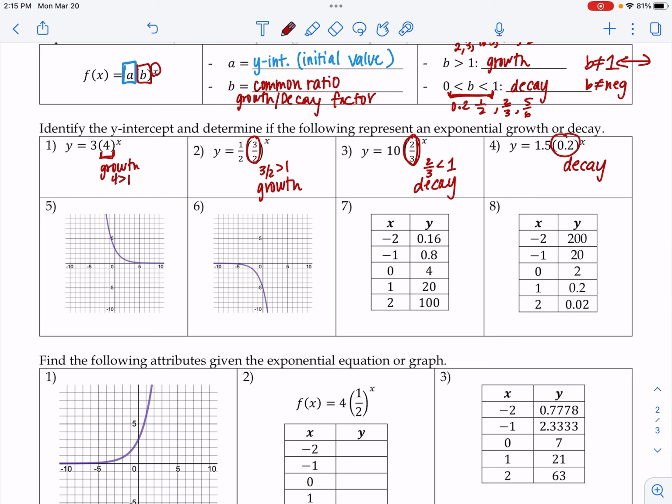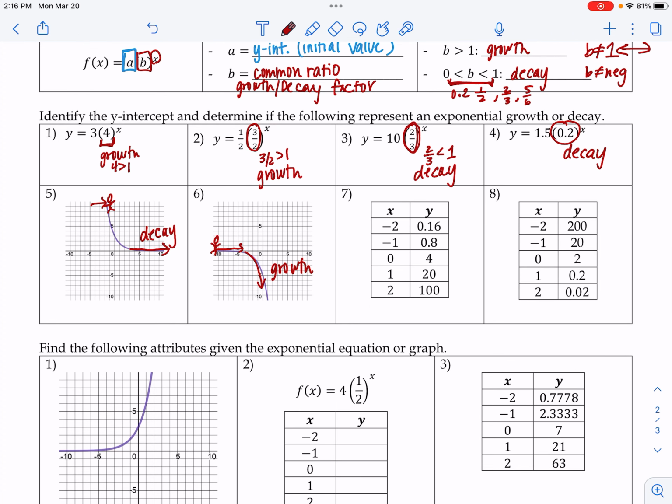This graph, we always read to the right. If you're traveling to the right, you are approaching this flat line, so it's decay. This one, as you go to the right, you are moving away from the 0 line. So this is growth. Even though it's negative, it's growth upside down, but it's growing away from the x-axis.